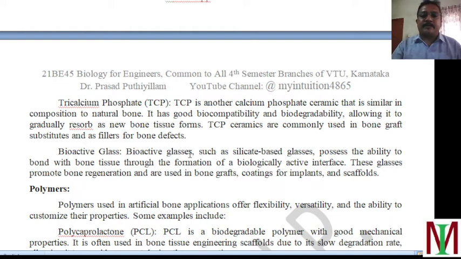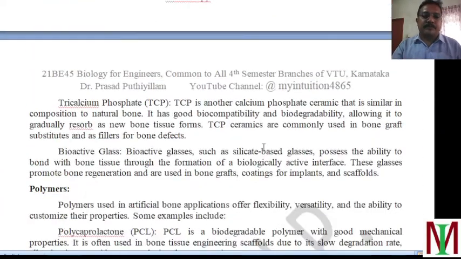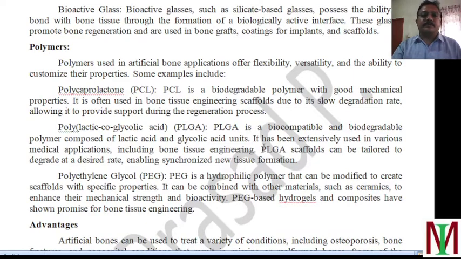Bioactive glasses like silicate-based glasses are used as an artificial replacement of bones, which we call artificial bones. Even polymers are used, like polycaprolactone, polylactic-co-glycolic acid or polyethylene glycol. These are also used wherever possible to replace or to support the bone system.